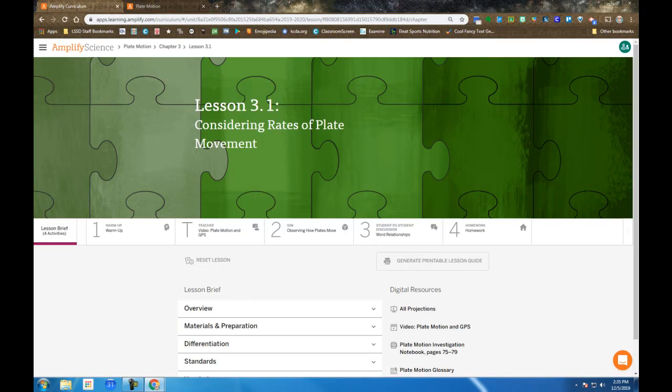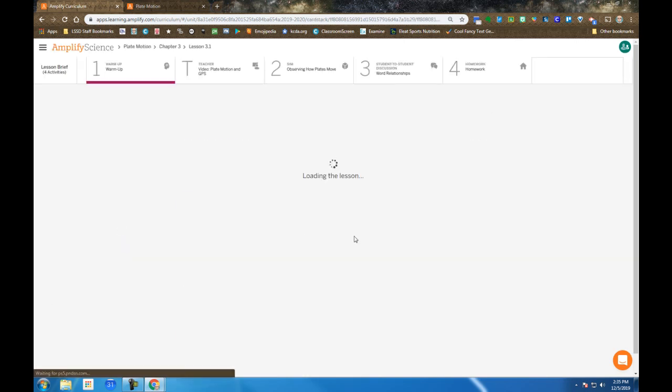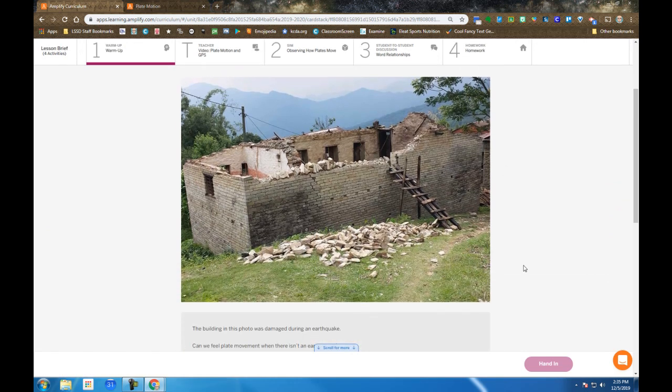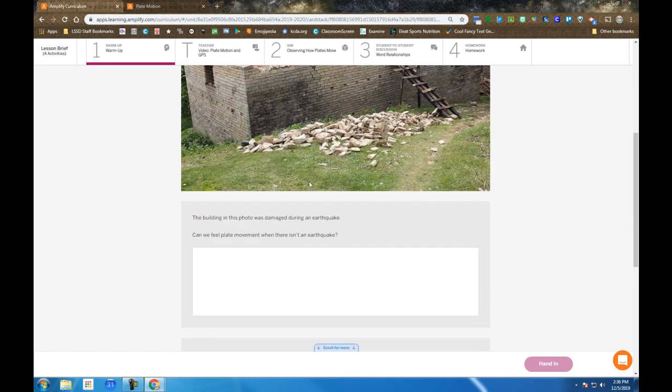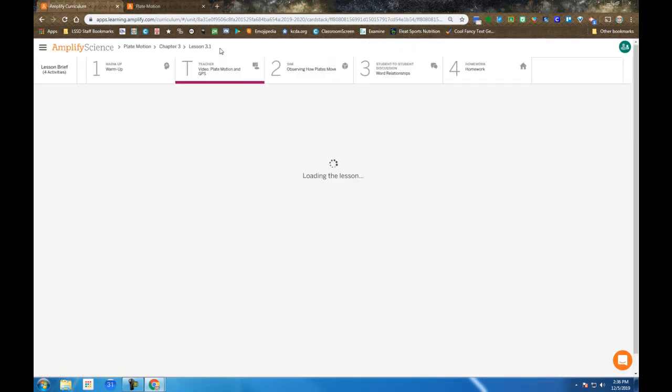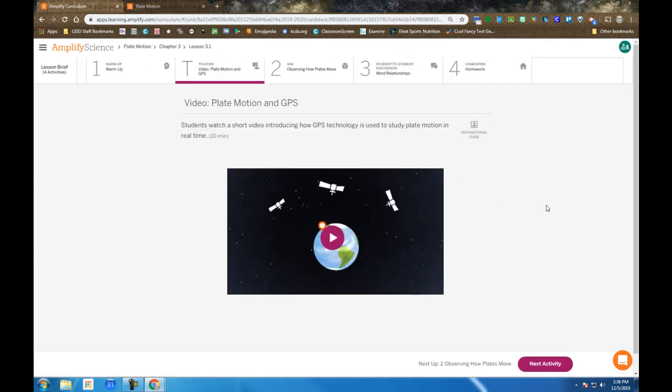Amplify Science Plate Motion Unit, Chapter 3, Lesson 3.1, Considering Rates of Plate Movement. You begin in the warm-up by examining an image with a caption and answering three questions below. Once you've had time to do that, your teacher will play for you a video about GPS, or Global Positioning System, to make you familiar with that technology.